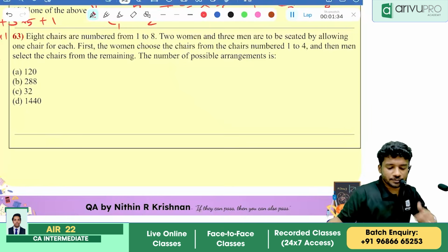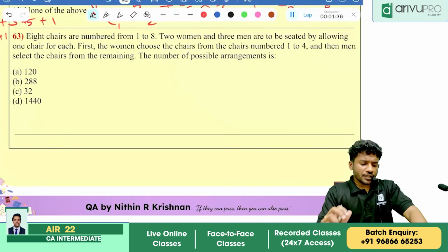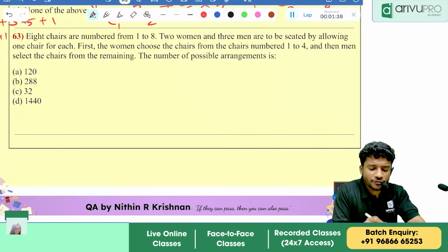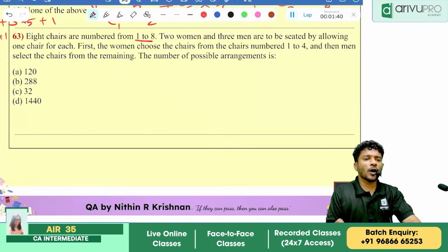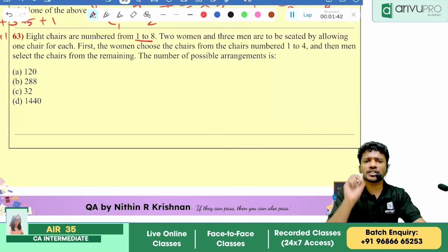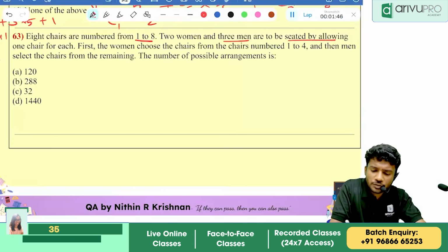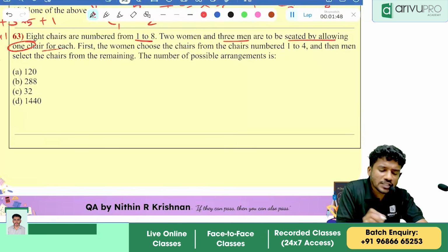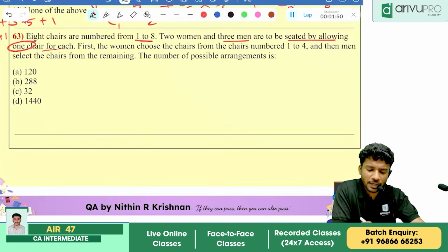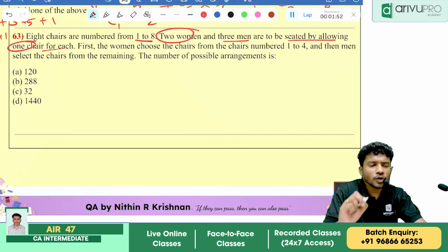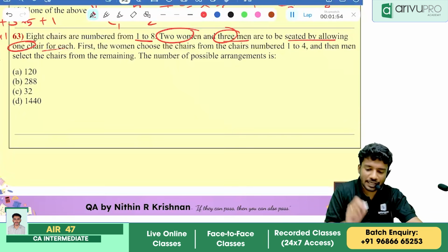We will check that. Now tell me, 8 chairs are numbered from 1 to 8. How many chairs are there? 8 chairs are there in total. 2 women and 3 men are to be seated by allowing 1 chair for each. How many men are there? How many women are there? 2 women and 3 men are there.